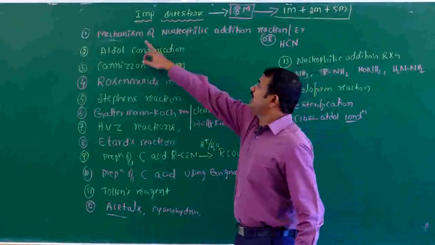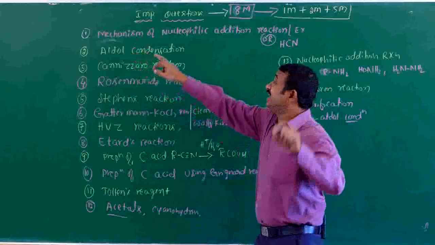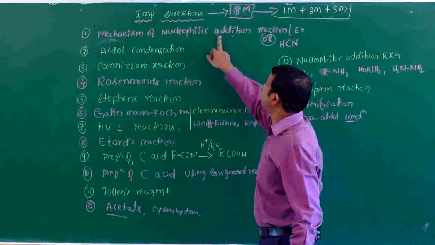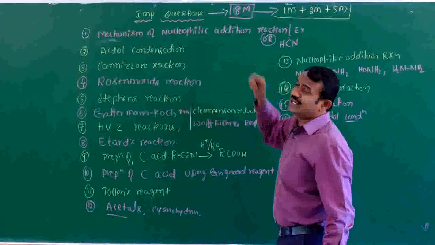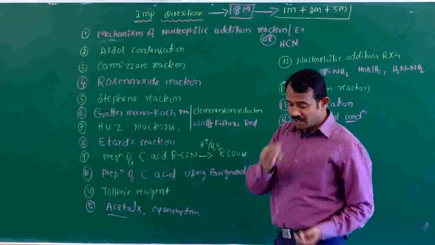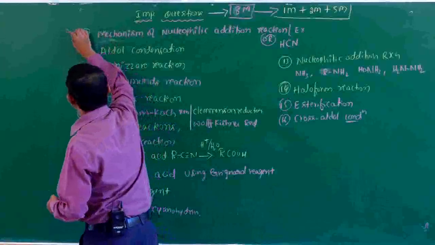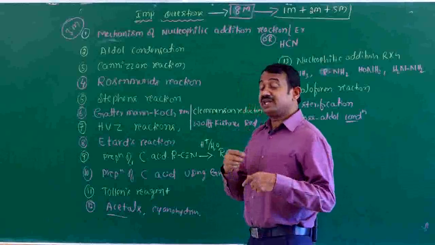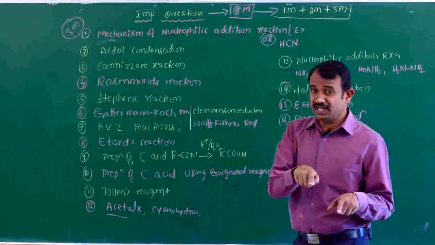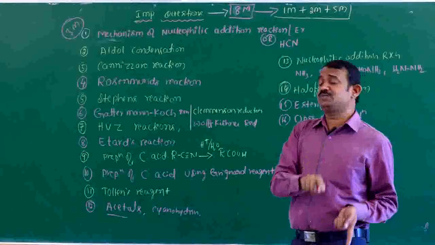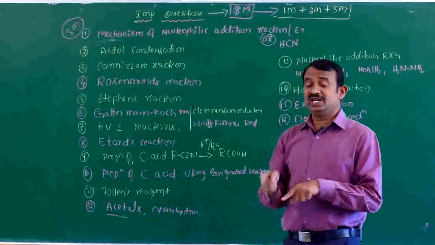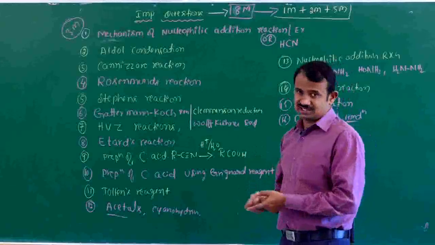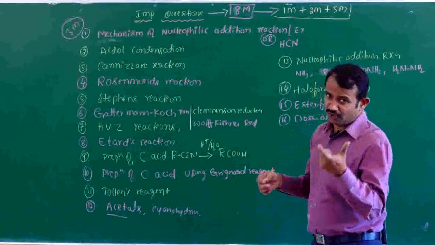In the first one, write the mechanism of nucleophilic addition reaction, for 3 marks. The nucleophile is attached to the electrophilic carbon. The hybridization changes from sp2 to sp3. It forms an intermediate, which captures a proton to form the product. That is the nucleophilic addition reaction.